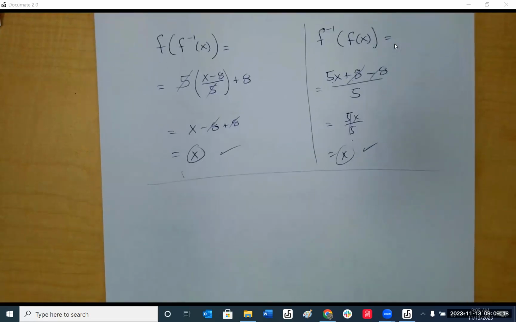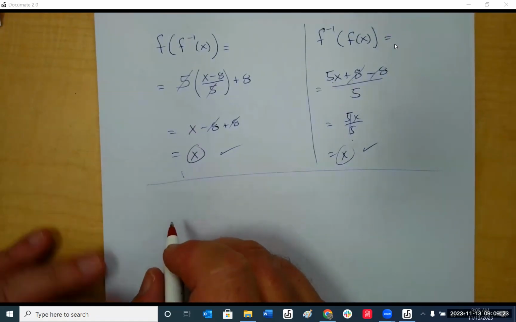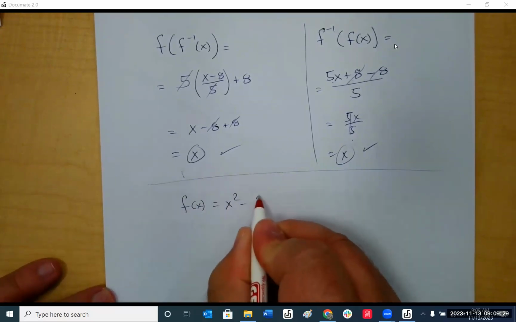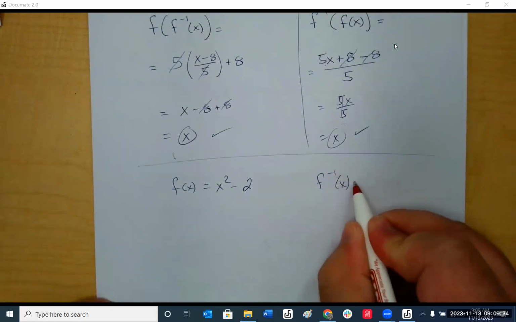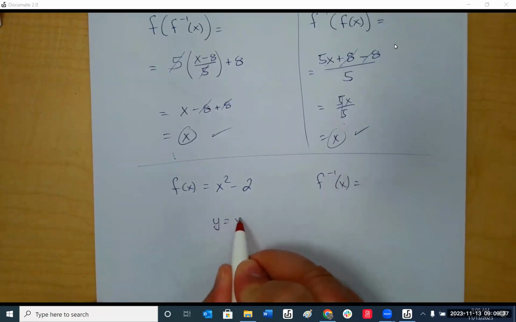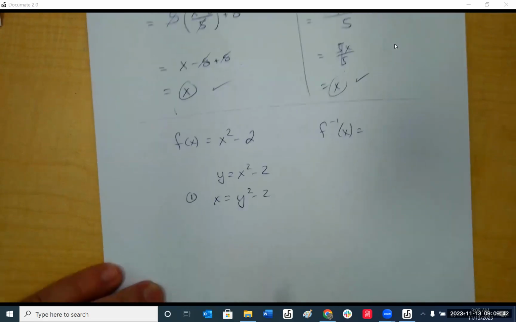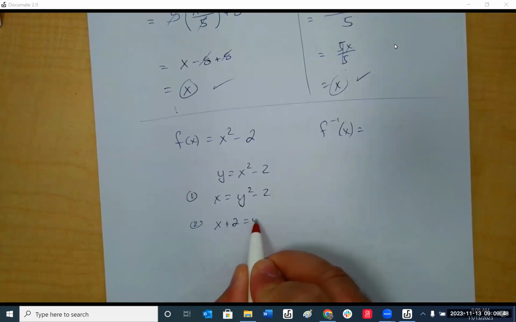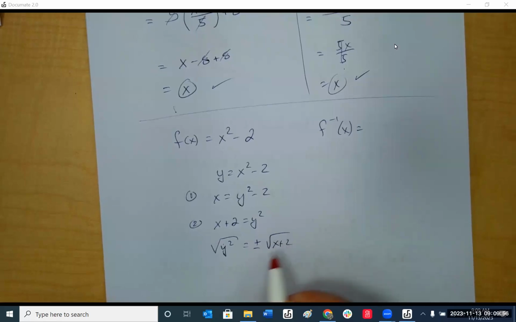And the last thing in this section, it says, if a function doesn't have an inverse, for example, if f of x equals x squared minus 2, its inverse would be, so switch and then solve for y. So we have the square root of y squared equals plus or minus the square root of x plus 2.